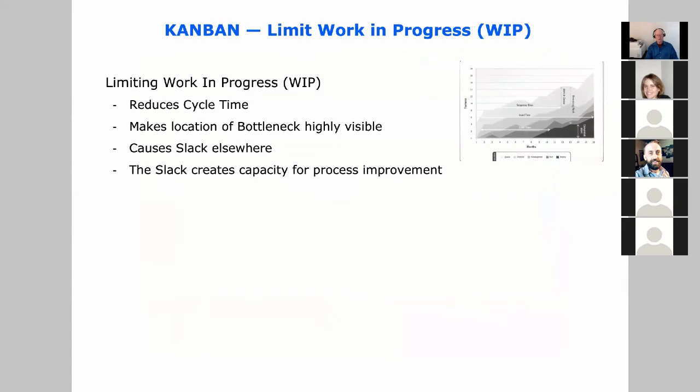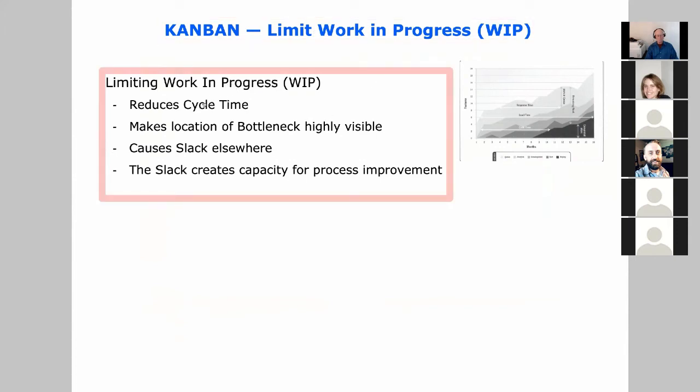So it's all about limiting the work in progress to surface the problems. And over time, this will enable you to reduce your cycle times. Any problems or bottlenecks will become very visible. This will create slack elsewhere, which creates the capacity to do the process improvement.